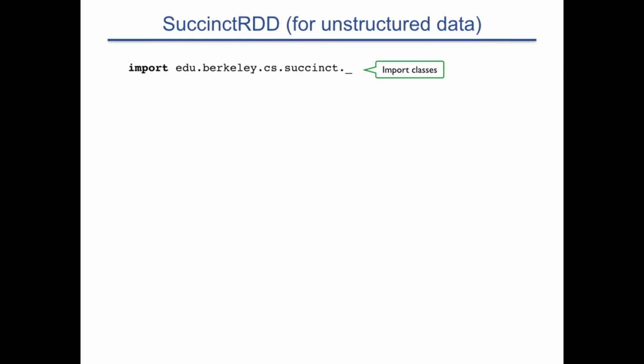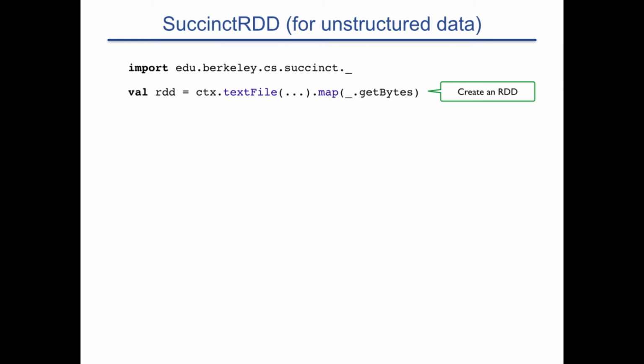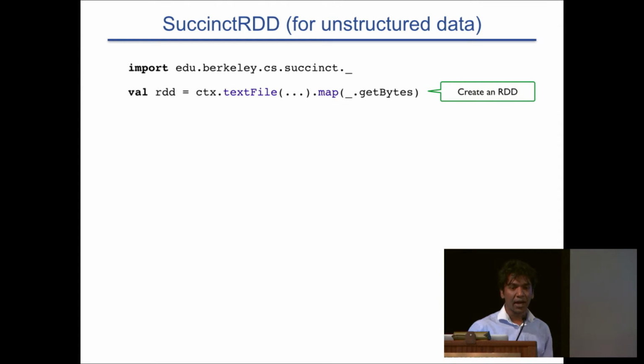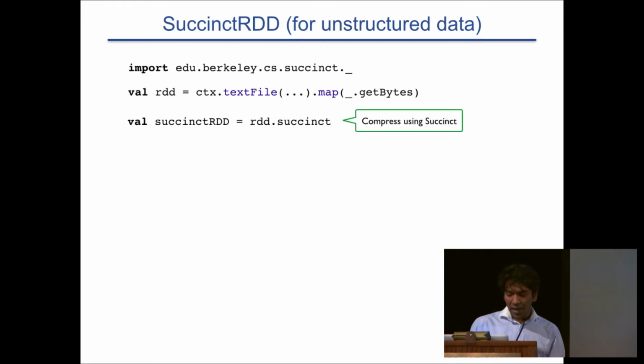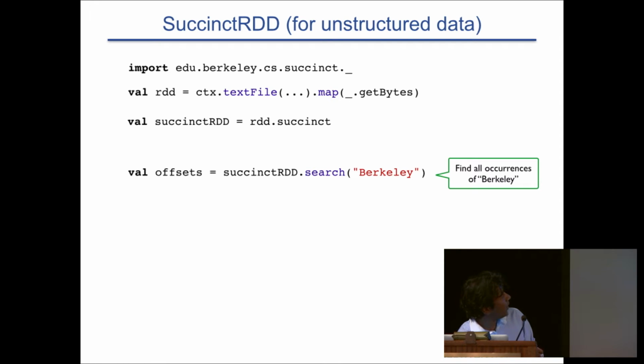Okay, so now let me talk about Succinct RDDs for unstructured data and give you a very quick overview of what the API looks like. It starts very simple, as standard. You import some classes. You create an RDD. Over here, I'm just creating an RDD, which is an array of bytes. And then you succinctize it. You compress it using Succinct, using a very simple command, .succinct. Now, once you have compressed the original RDD, then you can execute all these powerful primitives on top of that. For example, over here, I'm showing you .search. So you can just use .search, and you don't have to worry about anything else. Succinct will do everything for you. So you can search, for example, for Berkeley in these documents.